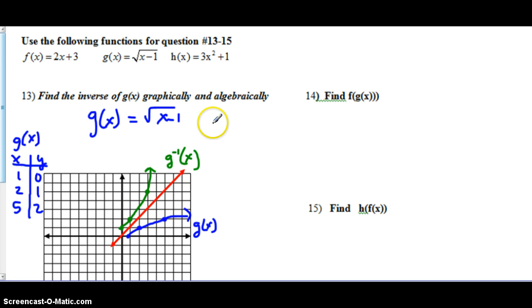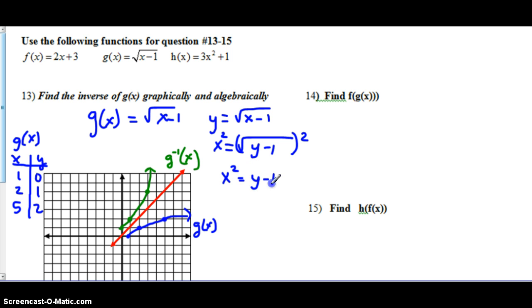So the same thing can be done algebraically. Our first step for algebraically would be first to realize that g of x means y, and then we're going to switch x and y. Now we're going to solve for y. So to solve for this y, I have to square both sides. And we'll get x squared equals y minus 1. To get y by itself, we have to add 1. So our inverse of our g of x is x squared plus 1.